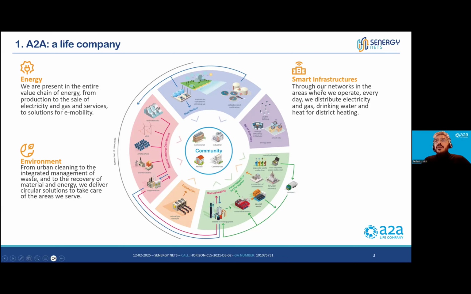And finally, smart infrastructure. We call it smart infrastructure, and it refers to the distribution of the electricity and gas through the A2A networks. In particular, the use case that we are going to see falls into this last business, the smart infrastructure, because it's related to the distribution of electricity.